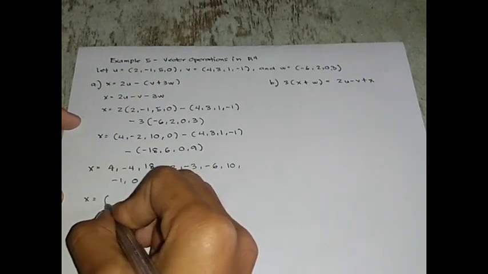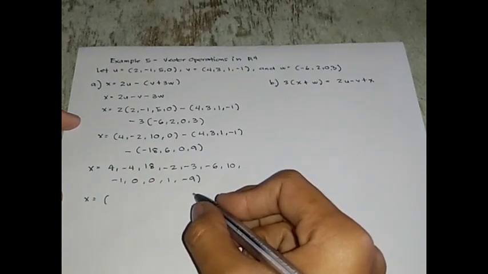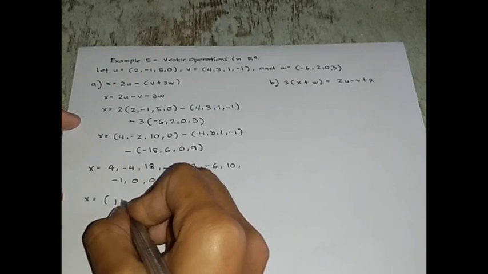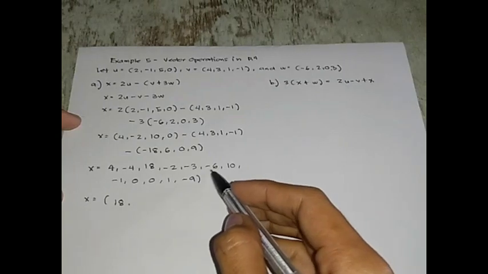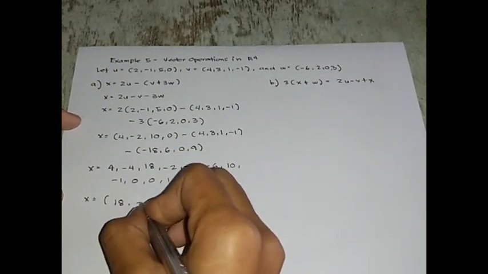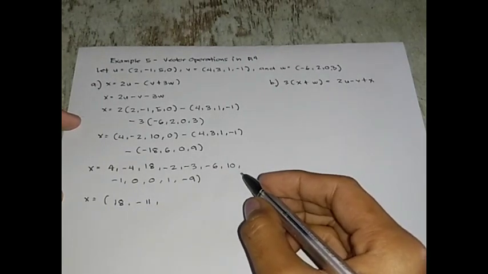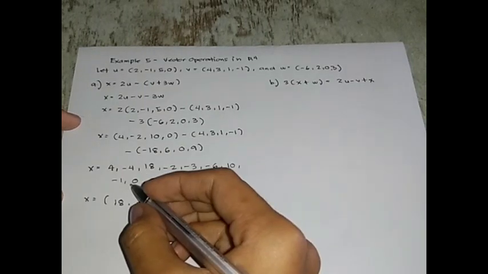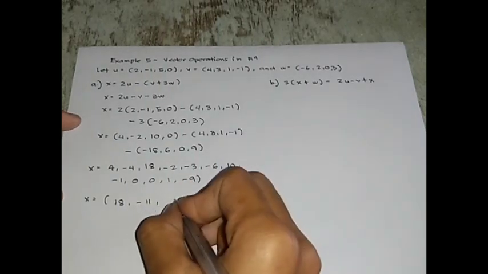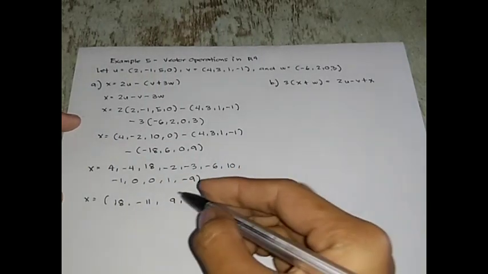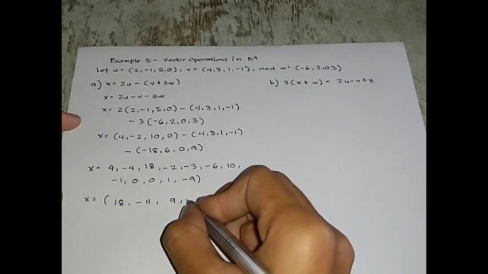components. So 4 minus 4 is equal to 0. Plus 18 is equal to 18. Then negative 2 plus negative 3 plus negative 6 is equal to negative 11. Then 10 minus 1 plus 0 is equal to positive 9. Then 0 plus 1 minus 9 is equal to negative 8.